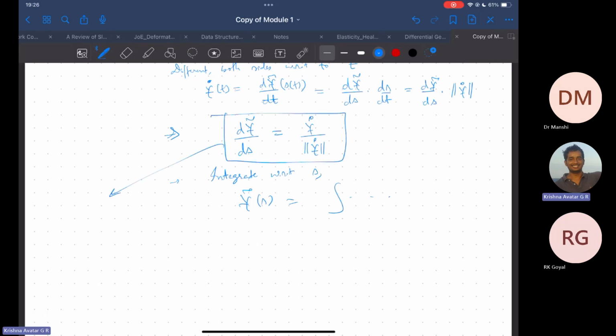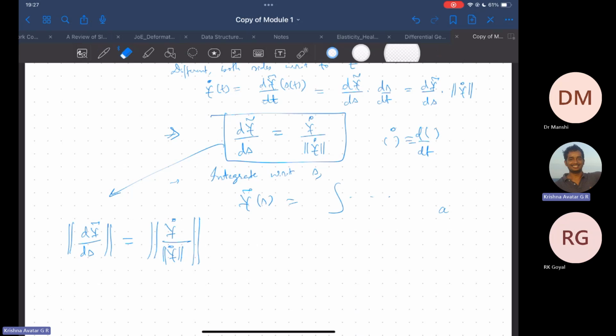If you take a closer look at this expression, when you take the norm on both sides, the norm of d gamma tilde by ds is equal to the norm of gamma dot, that is the derivative with respect to t, divided by the norm of gamma dot. You know the property of norm, right? The norm of a x vector is equal to the absolute value of a times the norm of the x vector. And if a is greater than 0, the norm of a x vector is the same as a times the norm of the x vector.